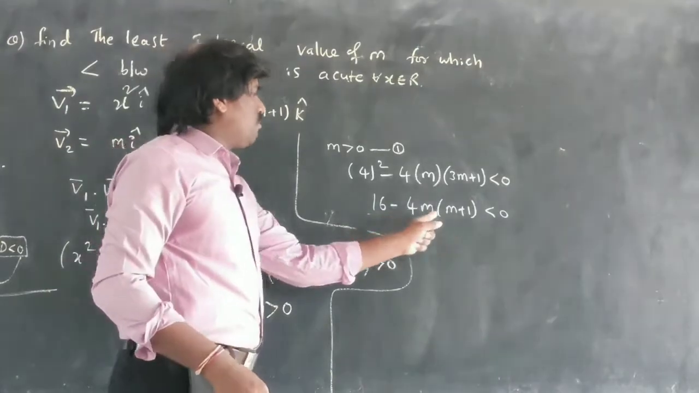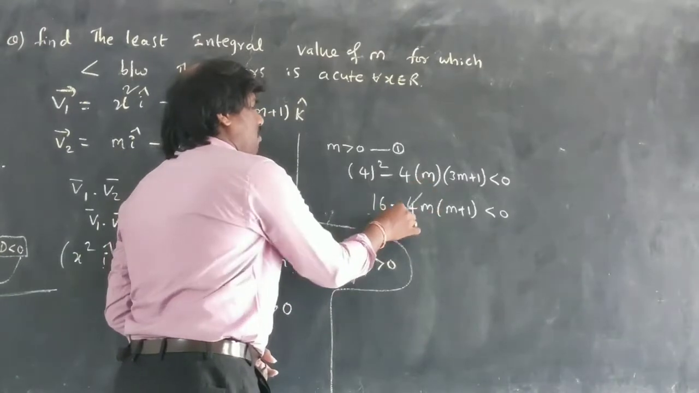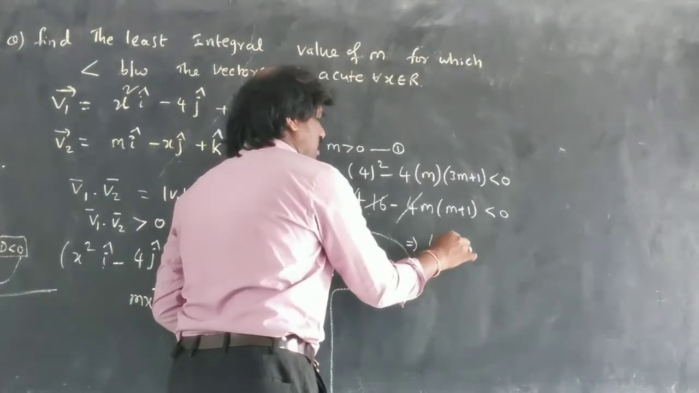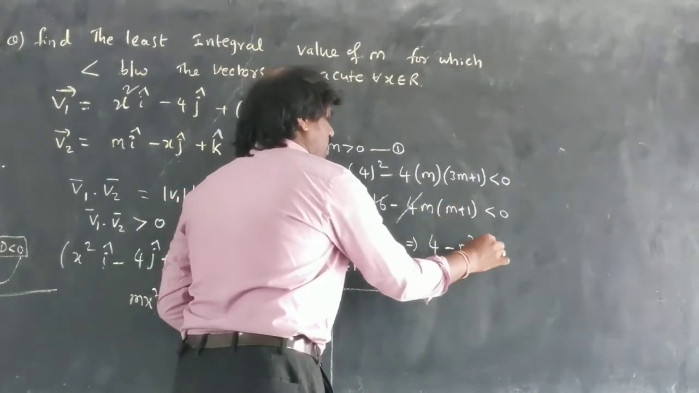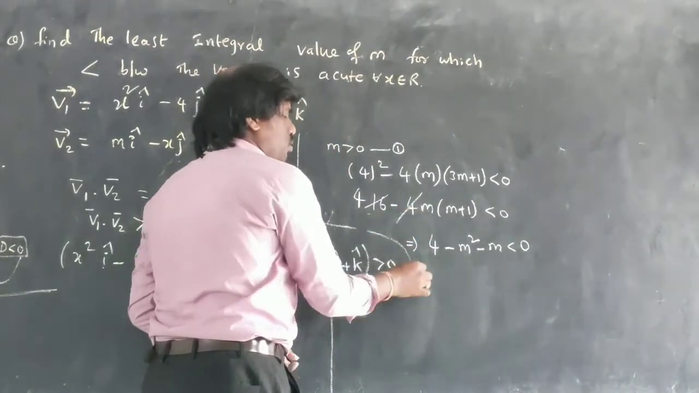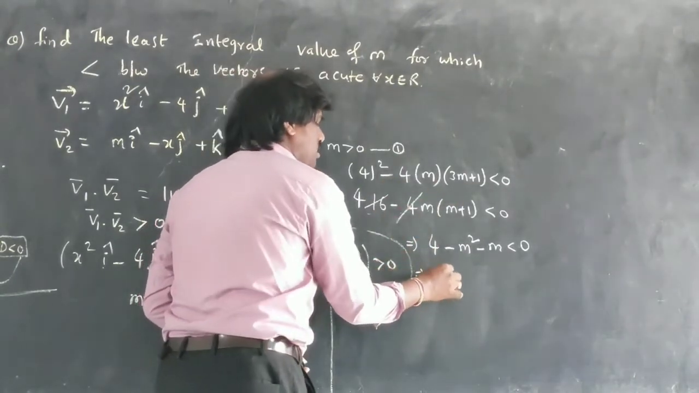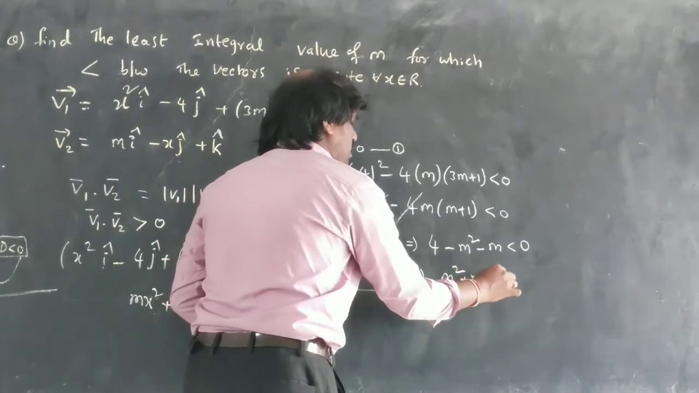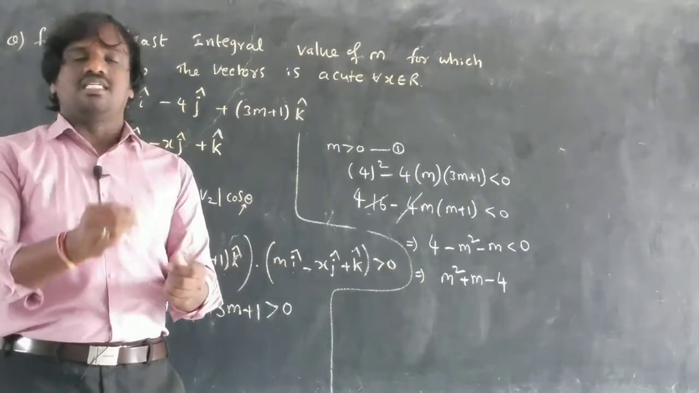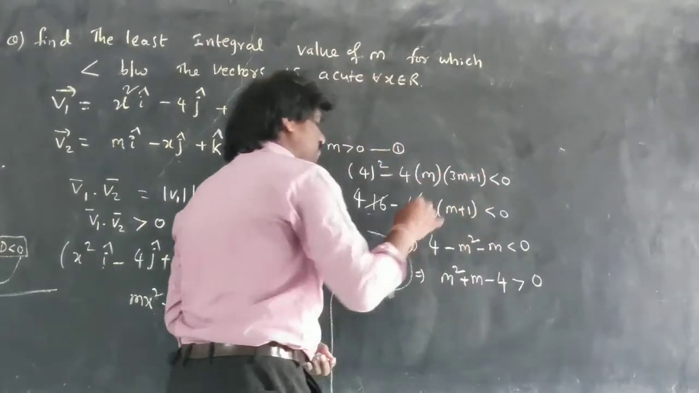I know here 4 is multiplying this entire expression, and 4 can be common out and cancelled out. So what I am getting here, the answer is 4 minus m into (m square plus m) less than 0. So I got minus m square. To make this positive, multiply both sides with a negative number. So I get m square plus m minus 4. When I multiply with a negative, minus 1, the inequality changes. Less than will become greater than. That is going to happen here.